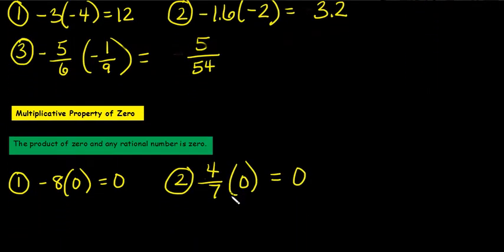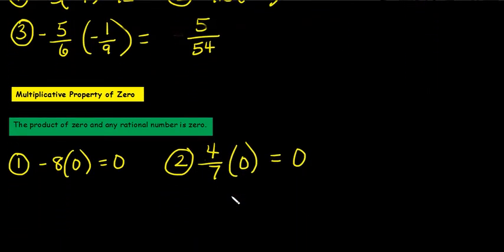Now, the easy one, I really like this one. This is our last one. The multiplicative property of 0. The product of 0 and any rational number is 0. Whenever you multiply 0 by anything, it's 0.